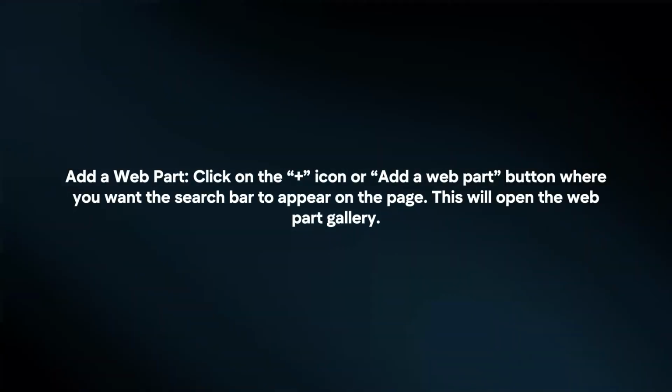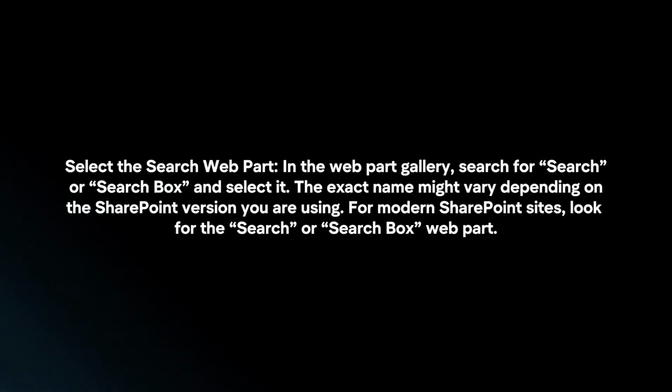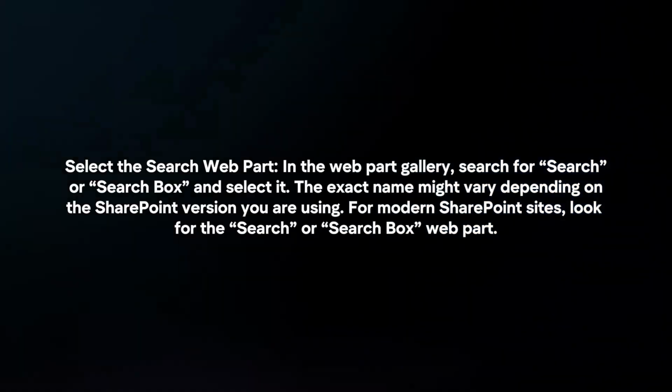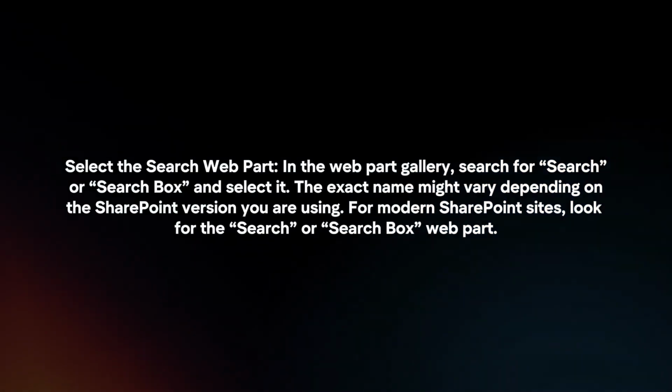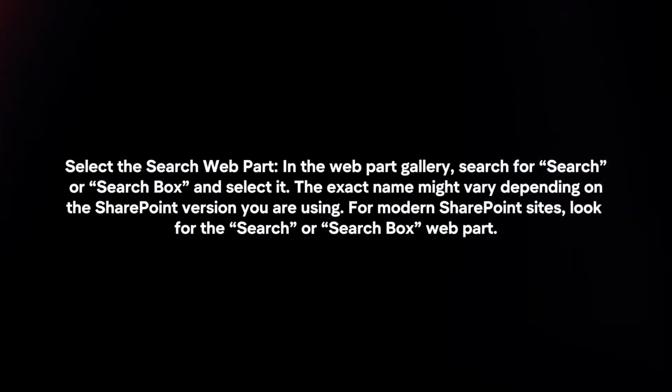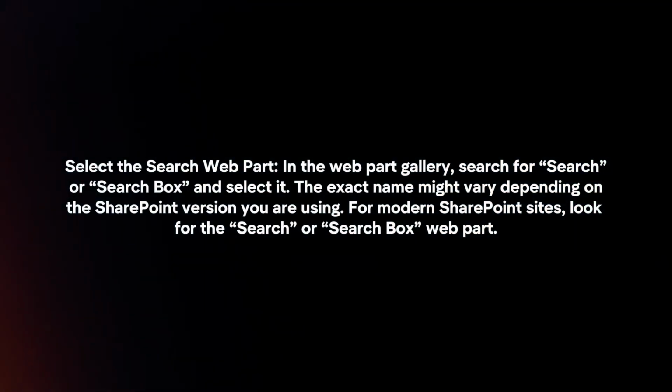This will open the web part gallery. Select the search web part. In the web part gallery, search for "search" or "search box" and select it. The exact name might vary depending on the SharePoint version you are using. For modern SharePoint sites, look for the Search or Search Box web part.